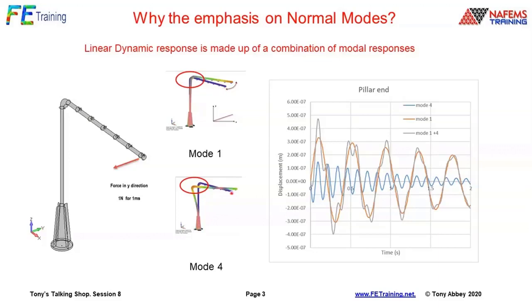Mode 4 is the next response out of plane. Modes 2 and 3 in between are all in-plane responses, so they're not going to get excited by this particular form of loading. In this little plot, I've shown mode 1 and mode 4 separately, and then mode 1 plus mode 4 together. So the gray line is this wiggly, strange-looking line. Why do we get that kind of response? Why do we get, for example, this peak? Well, it's a combination of these different modes.